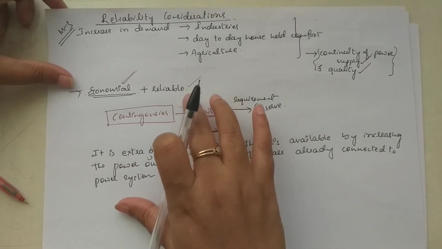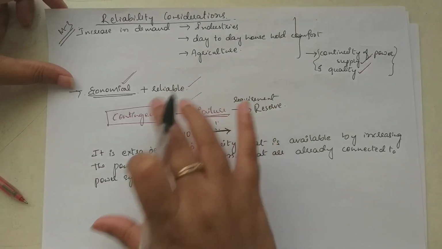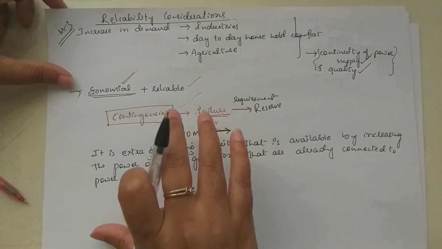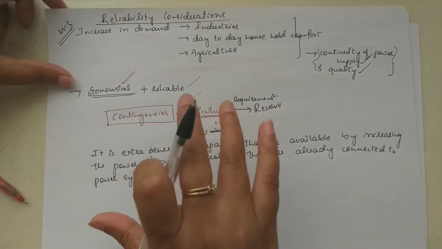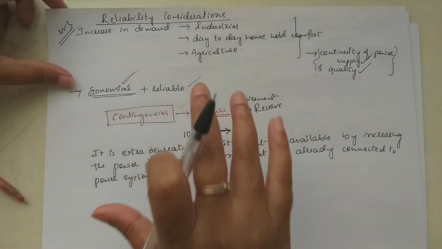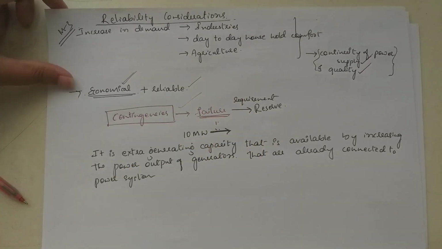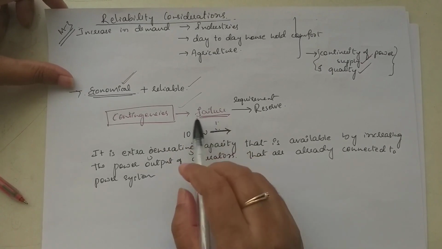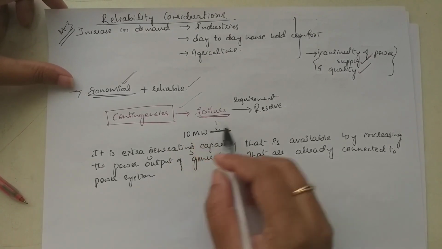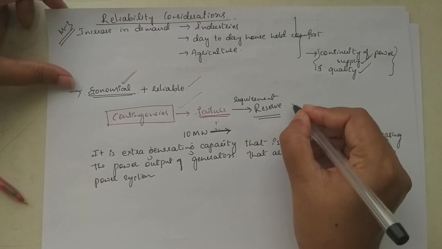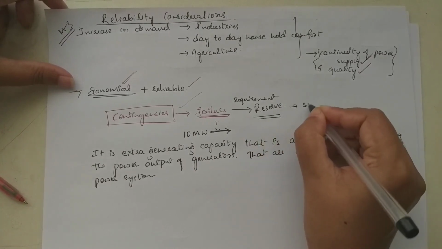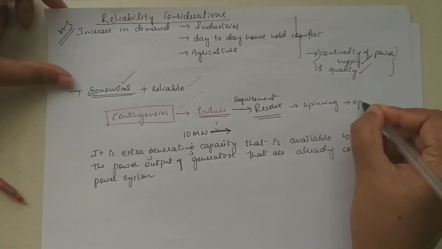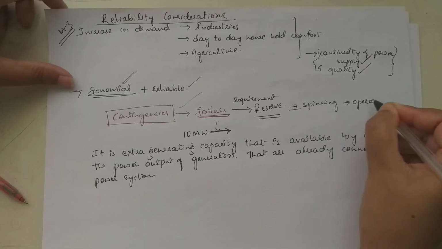So reliable power supply means what? Even though there is a disturbance or contingency or failure or forced outage in the system, there should be continuous power supply with quality. In order to maintain the continuous power supply even under failure condition, we need a reserve, which is called static reserve or spinning reserve or operating reserve.